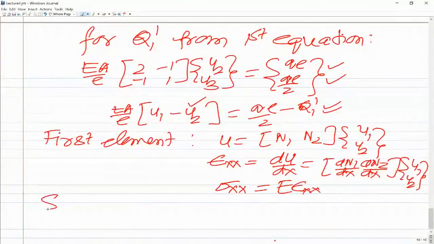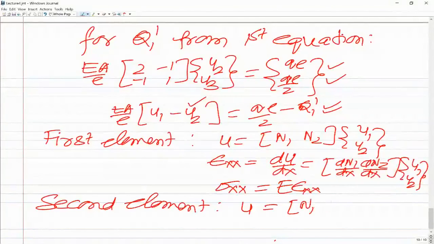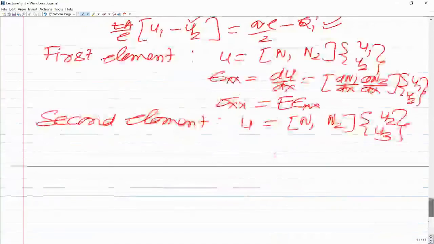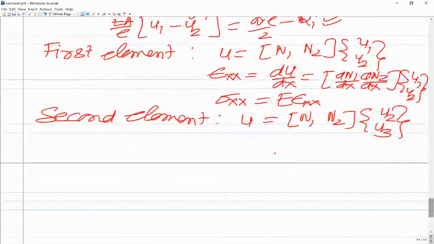So similarly, when you take the second element, you will have U as again the same shape functions n1 and n2, which are 1 minus x by L and x by L, but this will be u2 and u3, the global degrees of freedom 2 and 3. So u2 and u3 you would have already solved, and now you put the values of u2 and u3 and the value of capital X, and you can find out U anywhere within the second element using this expression.